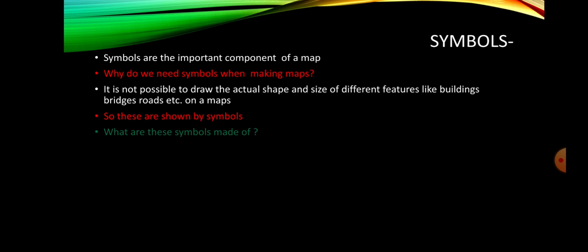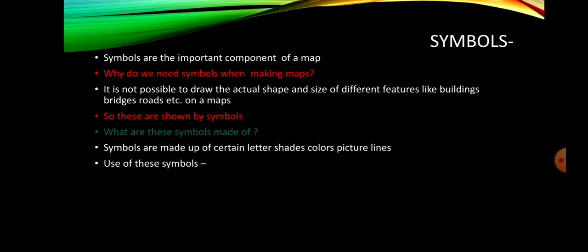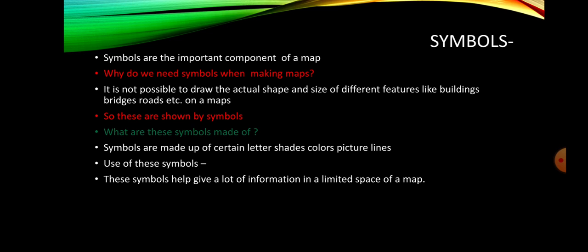Now one question is this: what are these symbols made up of? The symbols are made up of certain letters, shades, colors, pictures, lines. We use the symbols to give lots of information in the limited space that is on the map. Because of the symbols, we can easily read or understand the map in a simple way.